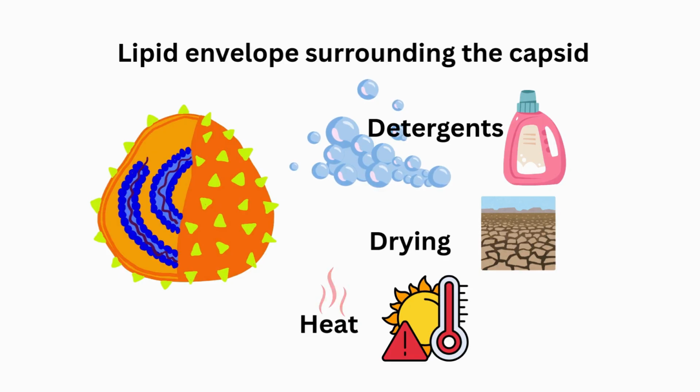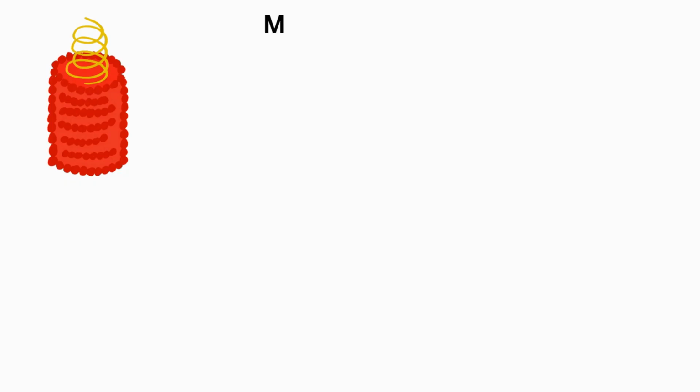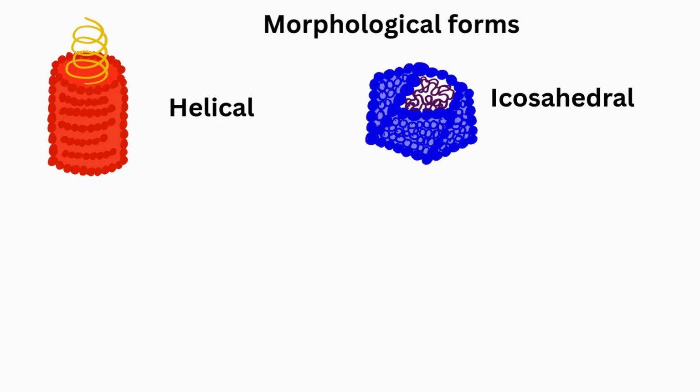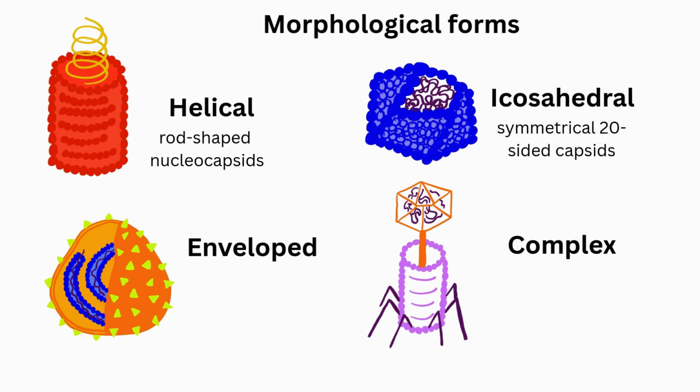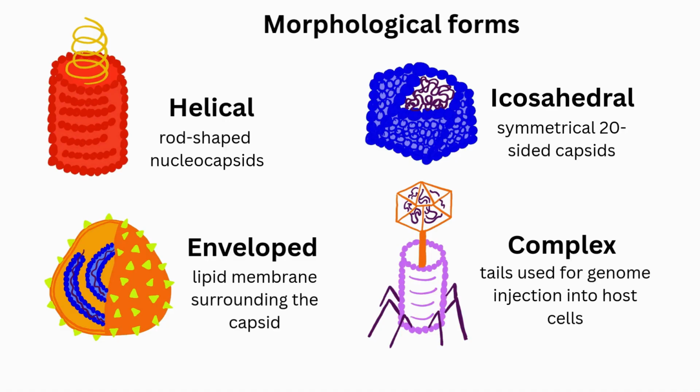Viruses exhibit several common morphological forms based on capsid structure. The major morphologies include helical, icosahedral, enveloped, and complex viruses. Helical viruses contain rod-shaped nucleocapsids, while icosahedral viruses display symmetrical 20-sided capsids. Enveloped viruses possess a lipid membrane surrounding the capsid, and complex viruses, such as bacteriophages, have elaborate structures, including tails, used for genome injection into host cells.